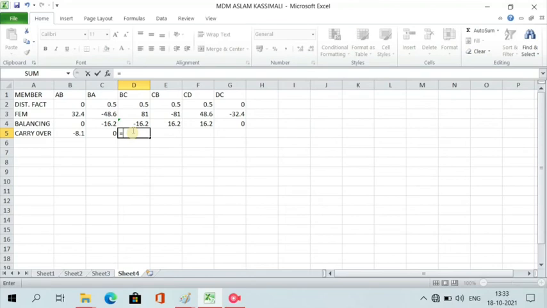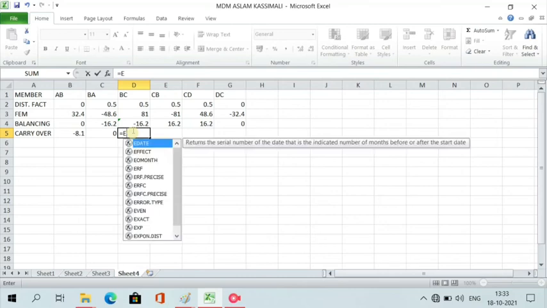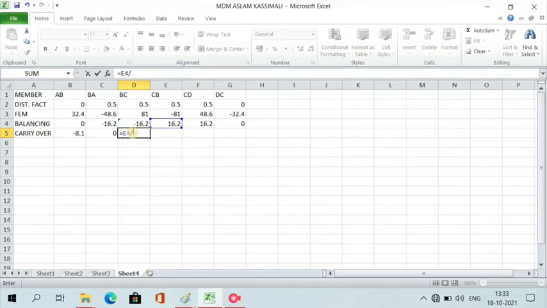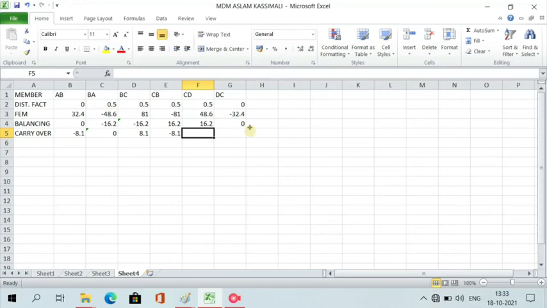So what do I need to write here? Equal to, CB is the far end, so E4 divided by 2. We will press enter. Got 8.1. For CB, BC is the far end. Equal to sign, then D4 divided by 2. Press equal to sign.